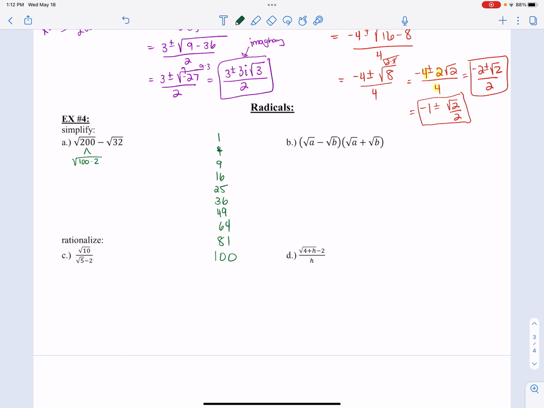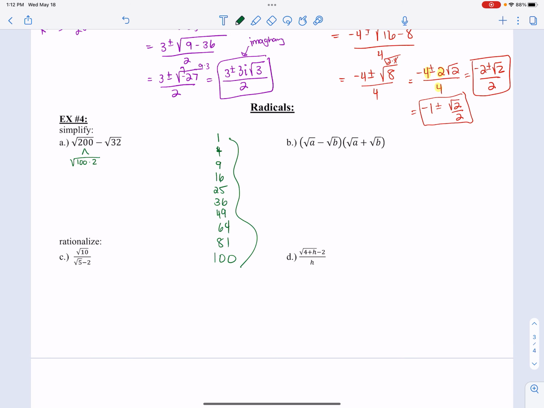So when I look at something under a radical, I'm scanning in my head to see, do any of these numbers, and this isn't all of them, right? I just did the first 10. If any of these numbers divide evenly into whatever I'm trying to reduce, because when that happens, I know the square root of 100 would be 10, and then the radical 2, I can't do anything with radical 2. The 2 is going to stay inside the radical.